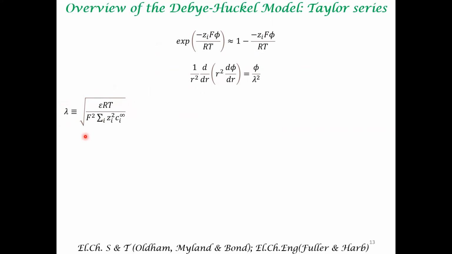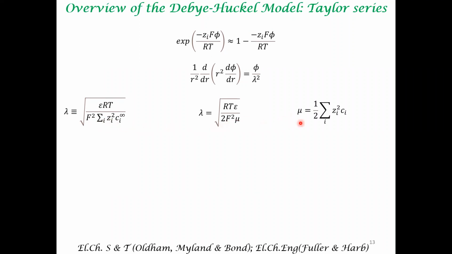Lambda is given by the ratio of this by this. Okay, let's understand the meaning of lambda. When would lambda be large? Lambda will be large when T is large or when Ci, this quantity, is small. What is this quantity? This quantity is called ionic strength. Mu is called ionic strength.